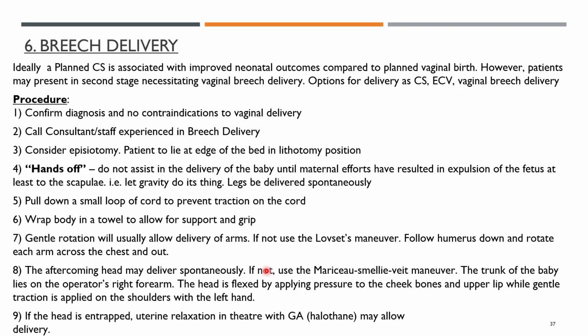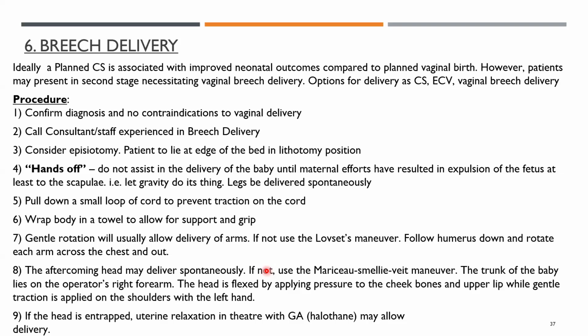Next, wrap the body in a towel to allow for support, because they're very slippery, and for good grip. Now, this is where you'll go in. You involve gentle rotation and slowly deliver the arms. If not, then go in for Lovset's maneuver. We'll talk about Lovset's in detail later. Follow the humerus, come down, and rotate each arm. So basically you go to the humerus, go down, rotate each hand inwards across the chest, and then remove outwards. You're basically scooping the arms from inside out, medial to lateral, medial to lateral.